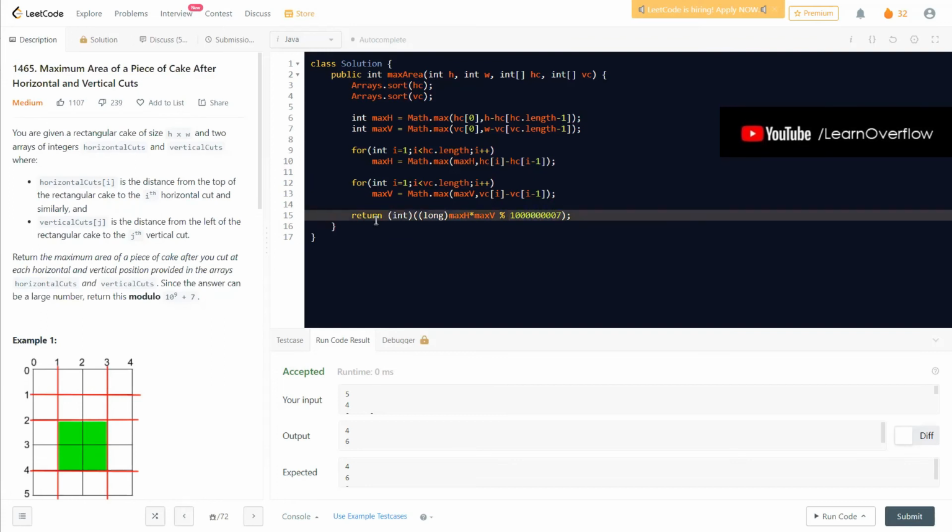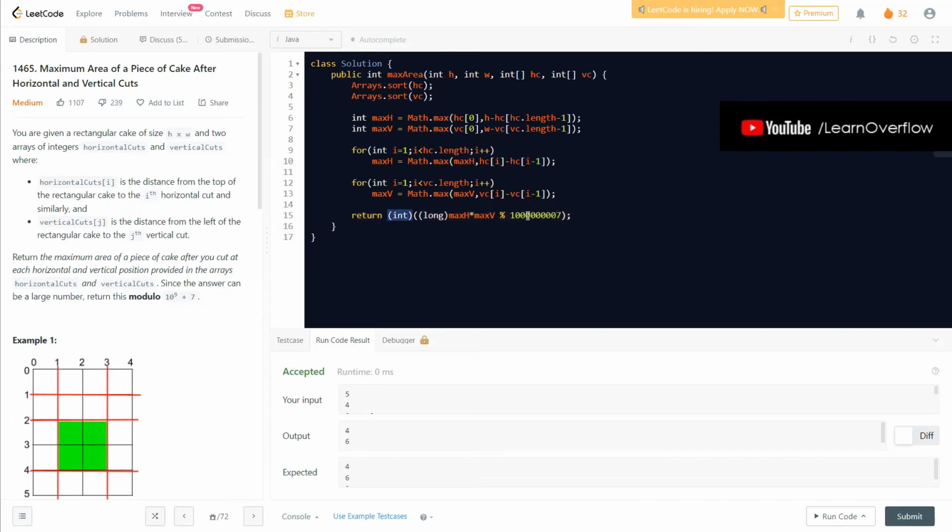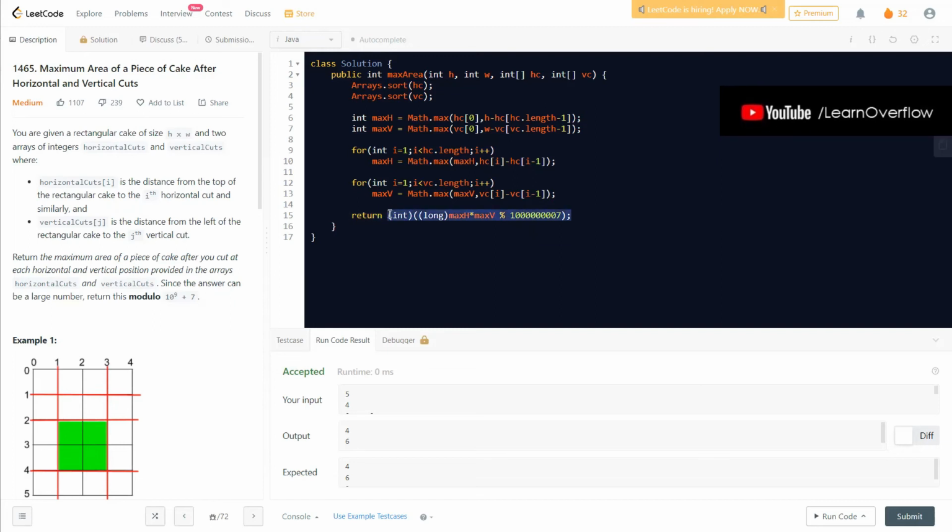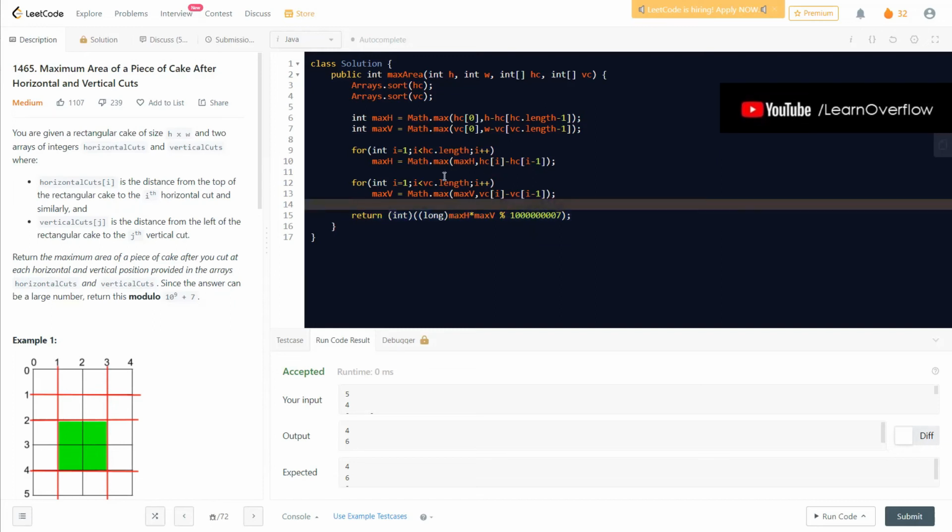And once we're done with this, once our modulo of 10 to the power 9 plus 7 was done, we convert it back to integer and return that. So that was just to manipulate the larger numbers. That was the additional case we needed to handle. But that's all about the question over here.